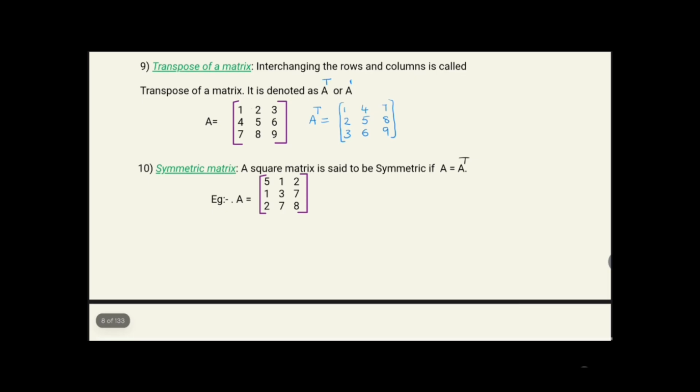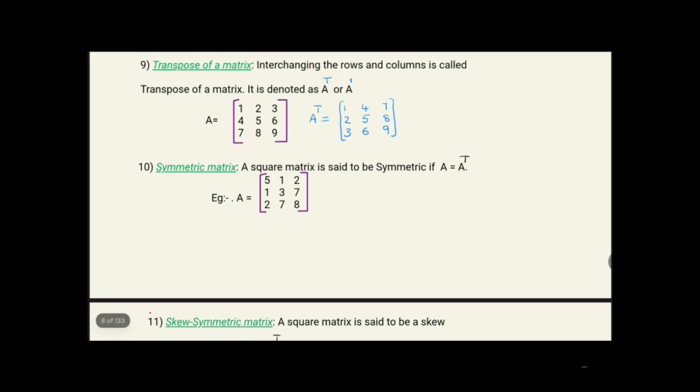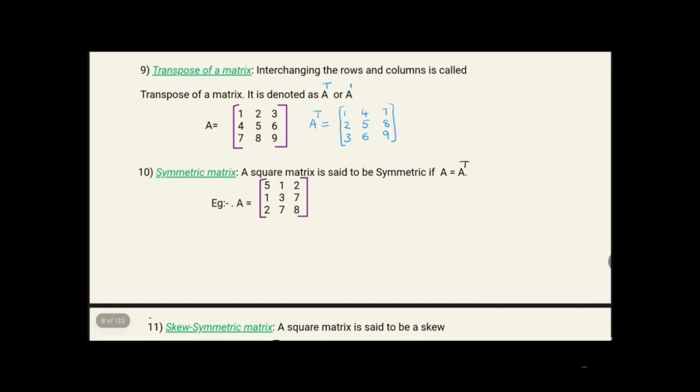Now coming to the symmetric matrix. A square matrix is said to be symmetric if A is equal to A transpose. That means even after transposing the matrix, that is even after interchanging the rows and columns, I should get the same matrix that is given in the question. Here the example is A is equal to 5, 1, 2, 1, 3, 7, 2, 7, 8.